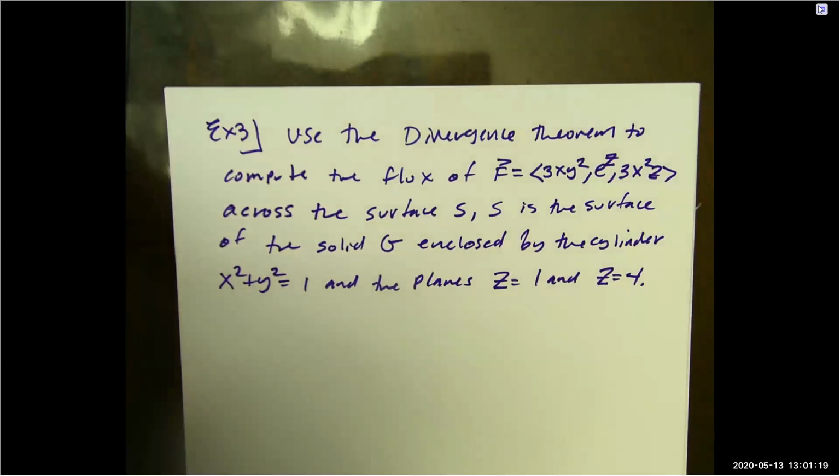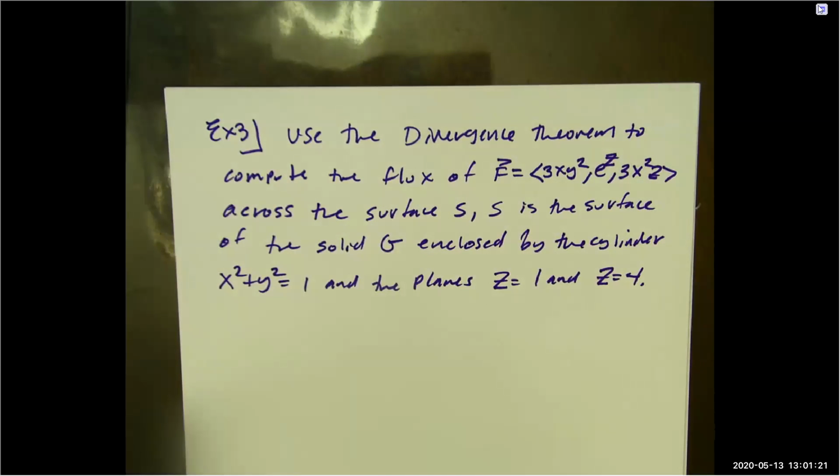And also your surface has to enclose a solid. So sometimes we're calculating the flux of a vector field across a surface, but it's not a surface that encloses a solid. So to use the divergence theorem, you have to have a surface that encloses a solid. And it has to be a flux integral that you're wanting, not a basic surface integral.